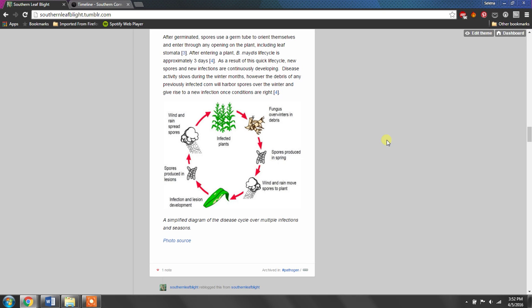Once the spores germinate in the appropriate conditions, they orient themselves to find an opening in the plant. They infect the plant, and it's a life cycle of about 3 days. And because of this very short life cycle, it's very easy to get several waves of infection until your crop is completely gone.